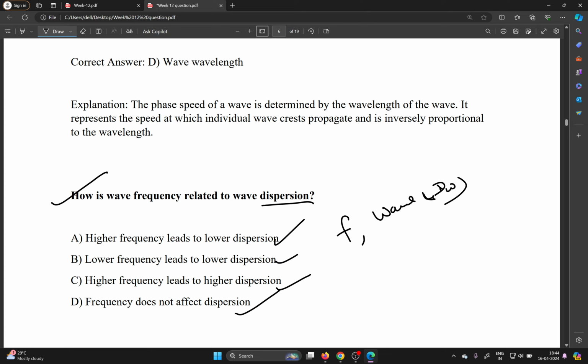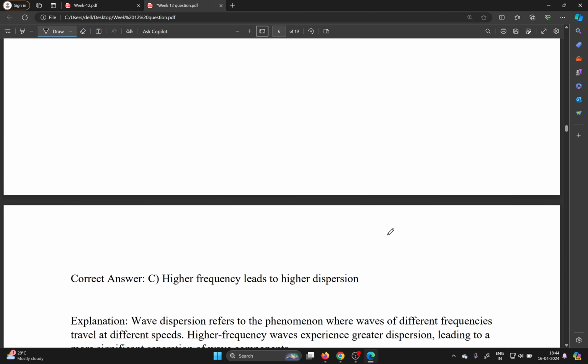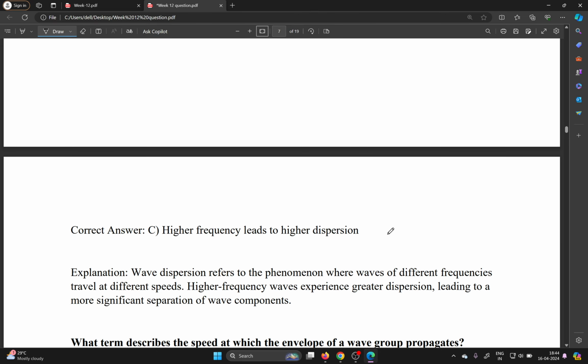So the answer to this question is that higher frequency leads to higher dispersion. How? Wave dispersion refers to the phenomenon where waves of different frequencies travel at different speeds. Higher frequency waves experience greater dispersion, leading to a more significant separation of wave components.